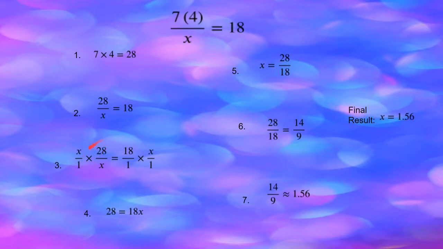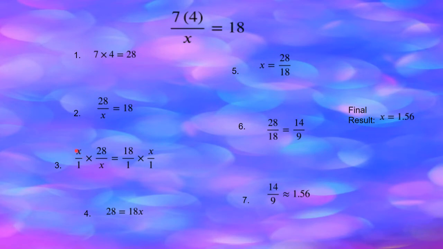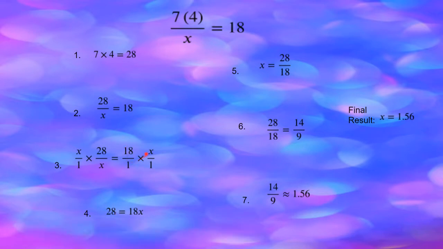Now let's solve this side first. So first of all, the x's cancel out because they're on opposite sides, so you cancel them out. So you're left with 28 over 1, which is just 28. And then on this side, you have 18 over 1 times x over 1, which is just 18 times x, which equals 18x.